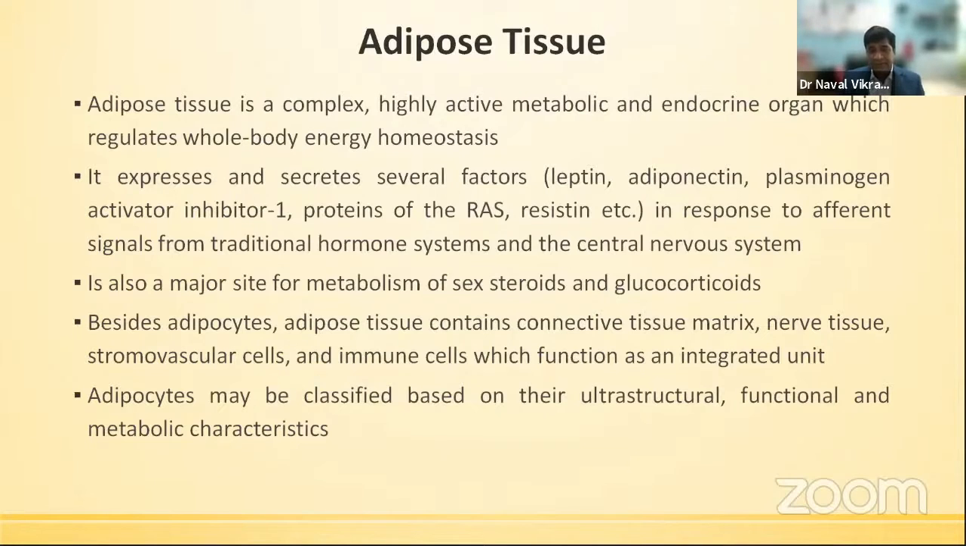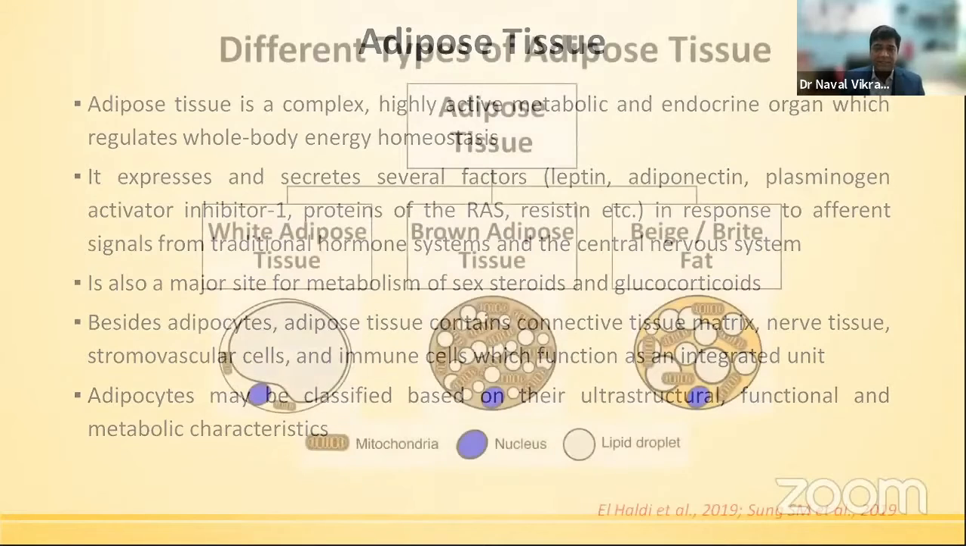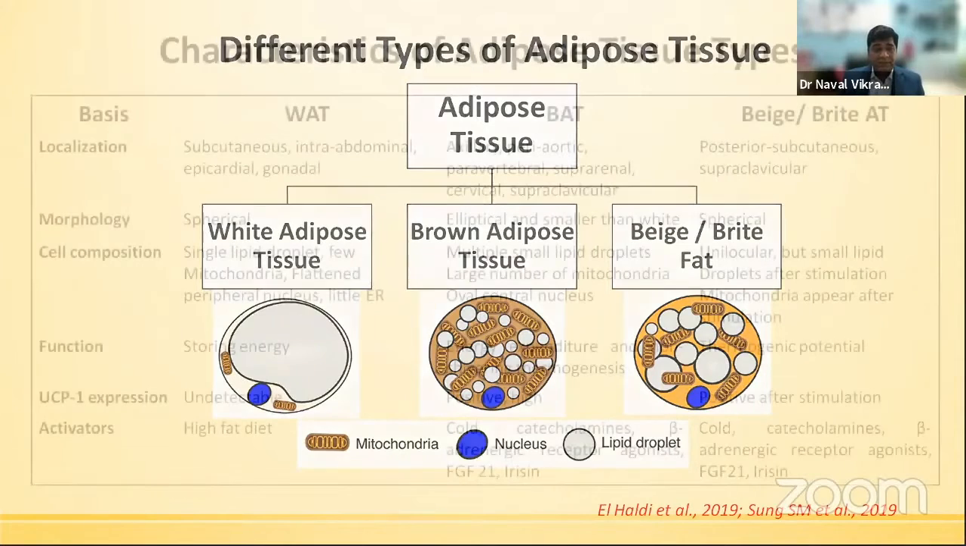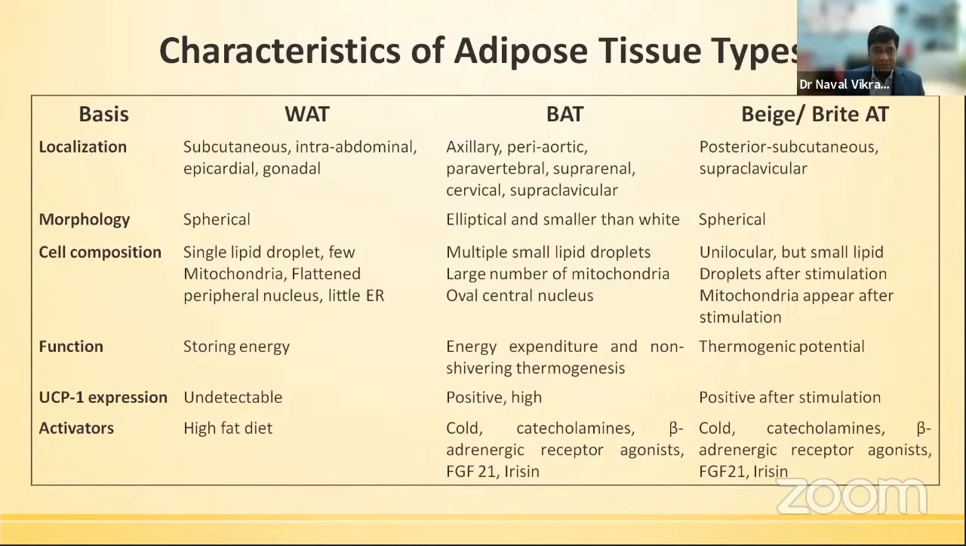Not only adipocytes, other types of cells are also there in the adipose tissue, which have their own other functions. Now, the classification of adipocytes is based on a few parameters. They are classically divided into white adipose tissue, brown adipose tissue, and the beige or the bright adipose tissue. The division is based on several factors such as localization, morphology, cell composition, and other things. So coming to the white adipose tissue, it's basically in the subcutaneous, intra-abdominal, epicardial, and gonadal areas.